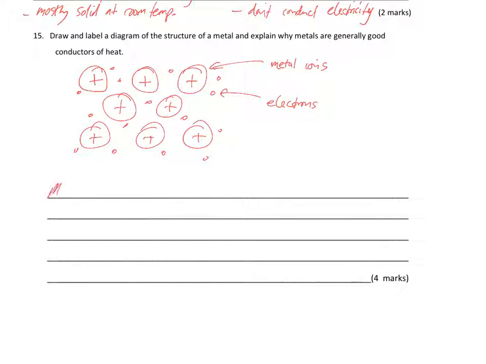So metals have metal ions arranged in a 3D lattice with a sea of weakly held electrons. If you are asked what the structure of a metal is, that diagram and this sentence sums it up. Okay? Now we need to work out or explain why they are good conductors of heat.